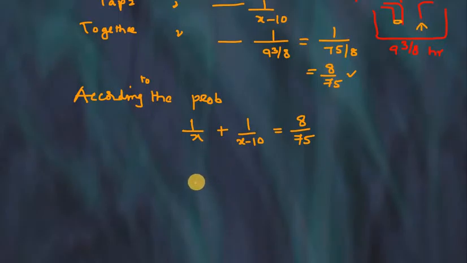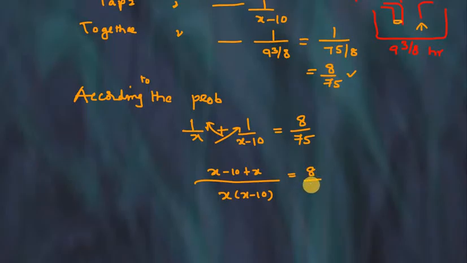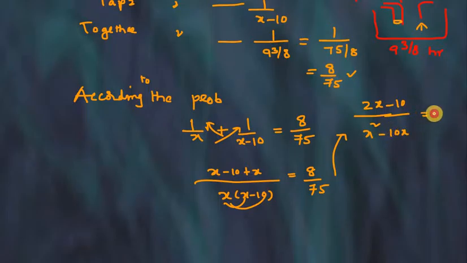If I simplify this, the LCM you will get is x into x minus 10. Cross multiplying, x minus 10 plus x is equal to 8 by 75. Further simplifying, x plus x is 2x, so 2x minus 10 by x into x and x into 10, that is x square minus 10x, is equal to 8 by 75.